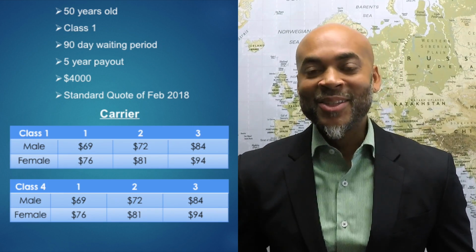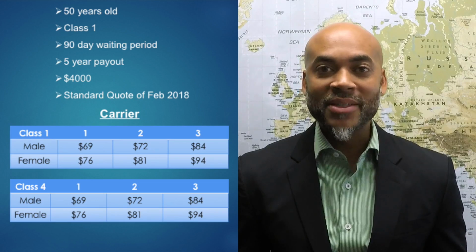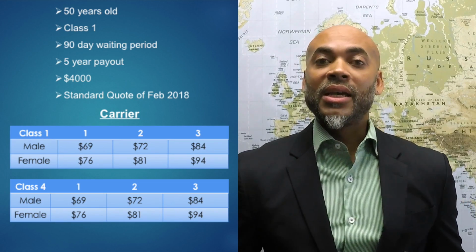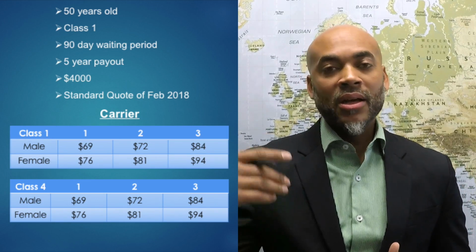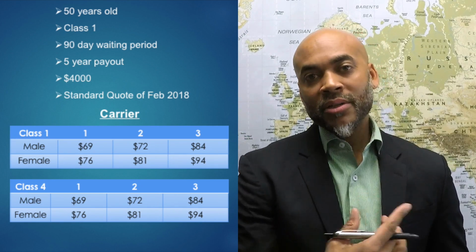Not too bad, right? So the last example I'm going to share with you is exact same scenario, except a 50-year-old male and female, class 1, and then also a class 4. Take a look at it now.